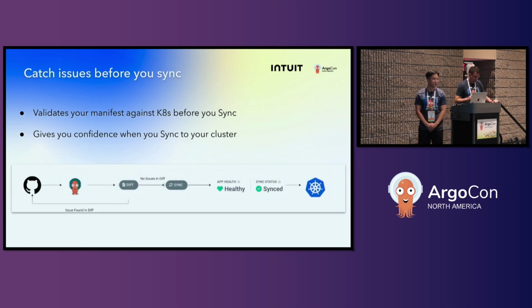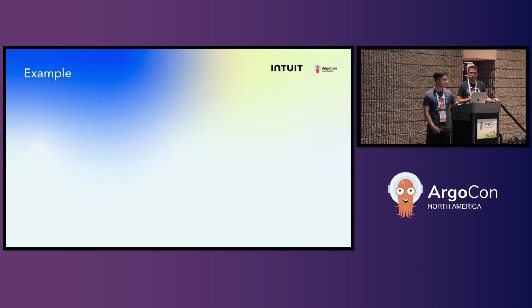And I have a diagram here of a flow of how the diffing would work. So let's say we have our Git here, we make a commit, and we would see the changes in Argo CD. And inside the diff, with server-side diff, we would be able to catch any issues. Maybe we made a typo. Now we can go ahead and fix that in Git again, see the new changes reflect, and now we're good, no diff. So we can go ahead and sync, and our application is healthy, and our cluster is nice and synced. So I'll go ahead and show an example.